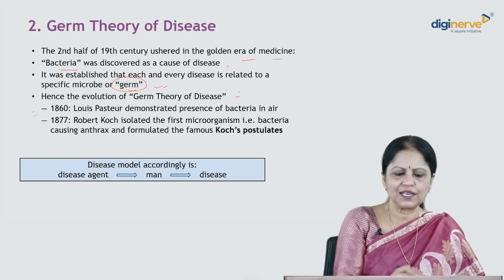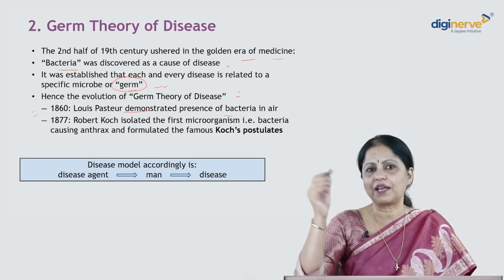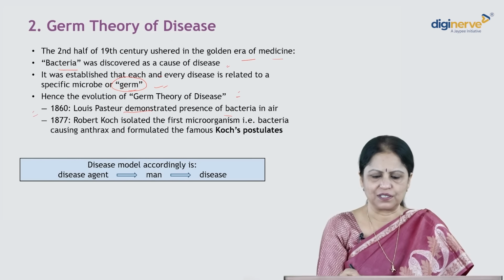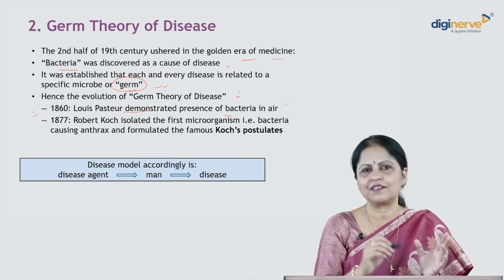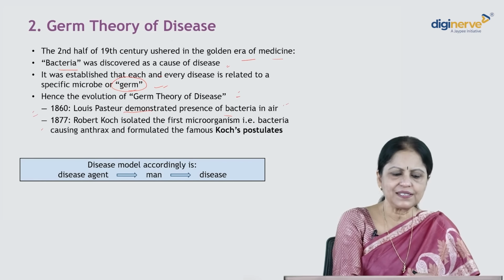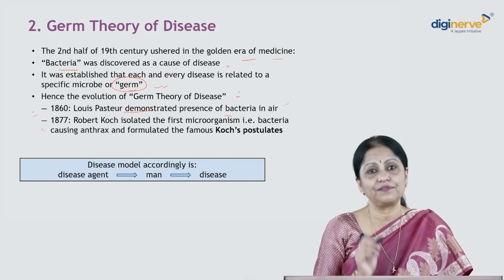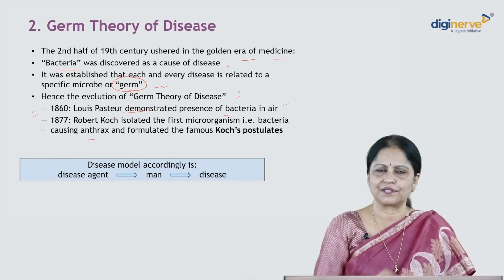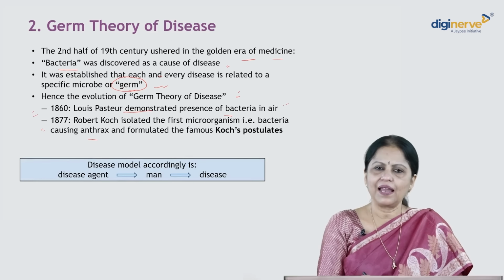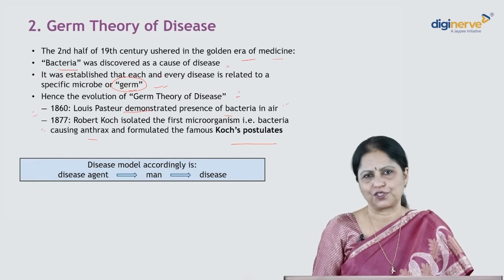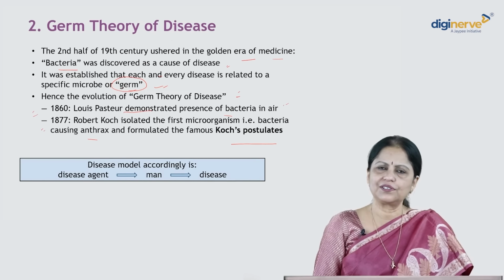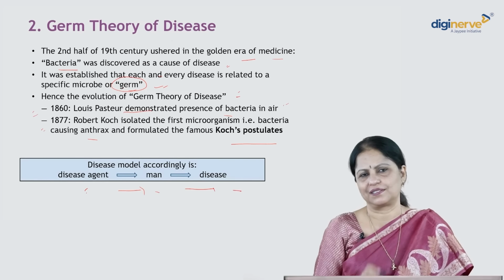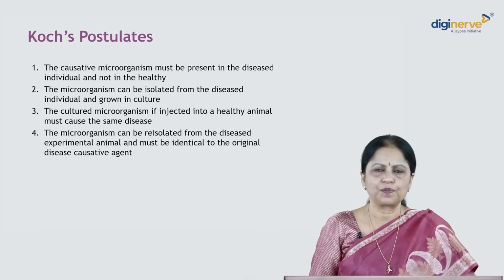So in 1860, Louis Pasteur demonstrated that there are bacteria in the air, and these, if inhaled or ingested, cause disease. So again, this bacteria is the cause of the disease. In 1877, Robert Koch discovered the first bacteria, saw the bacteria under the microscope, that is Bacillus anthracis, that causes anthrax. And he formulated the famous Koch's postulates. So according to this germ theory, there is a disease agent which gets into man and causes the disease. So what are Koch's postulates?